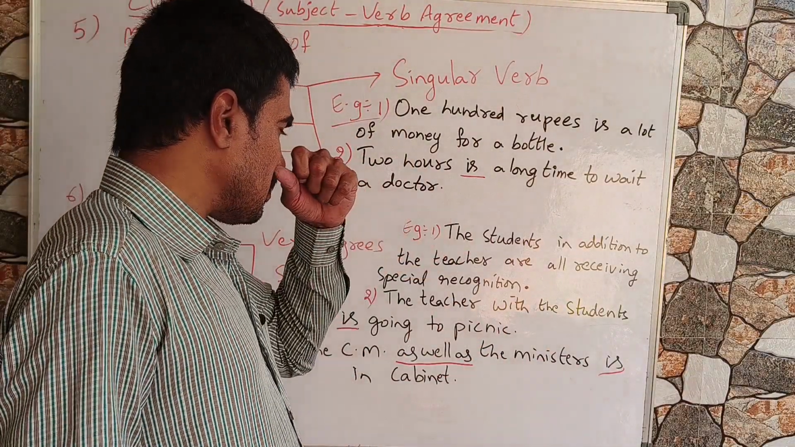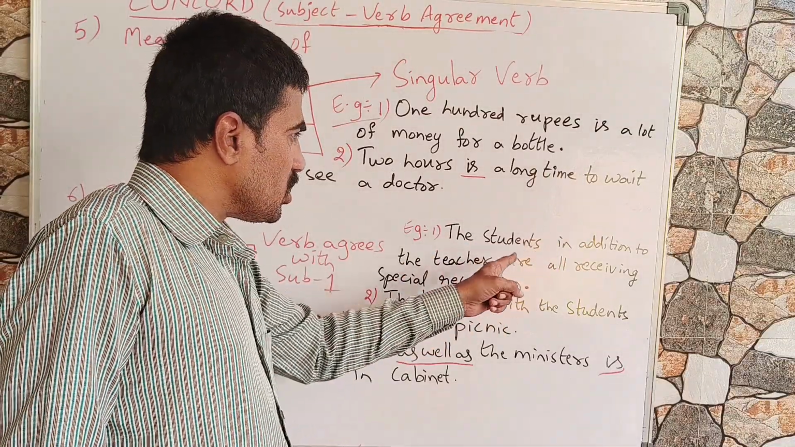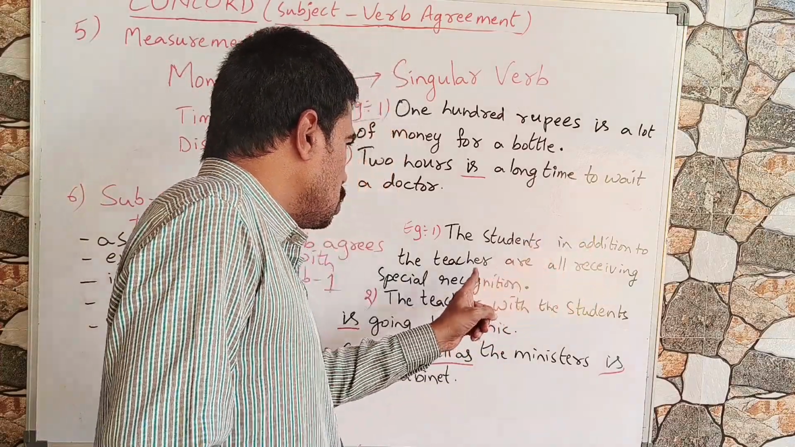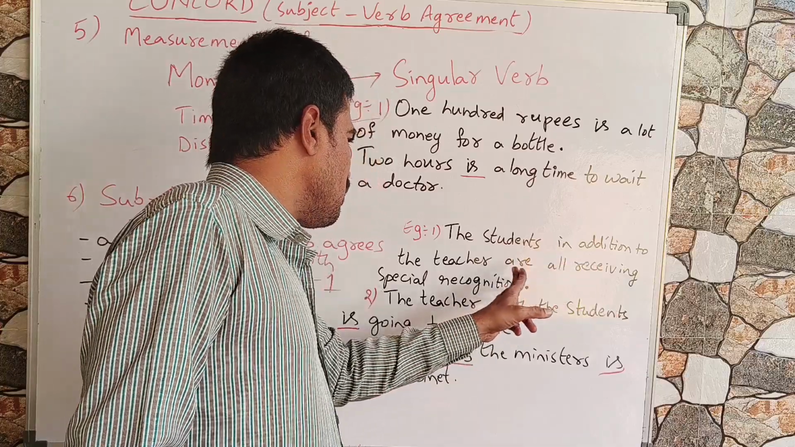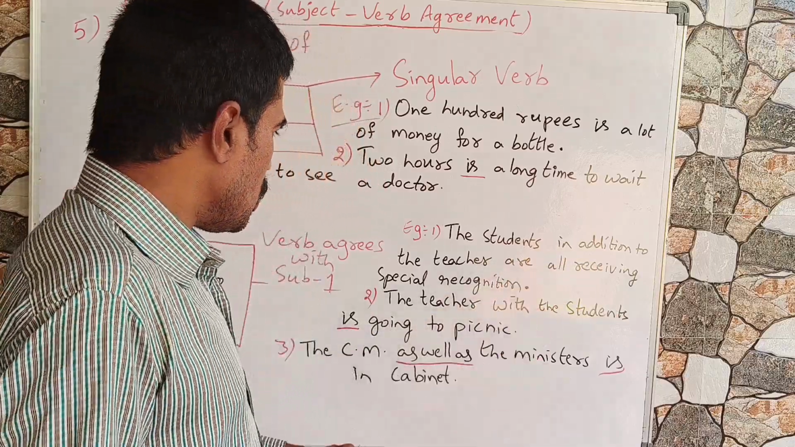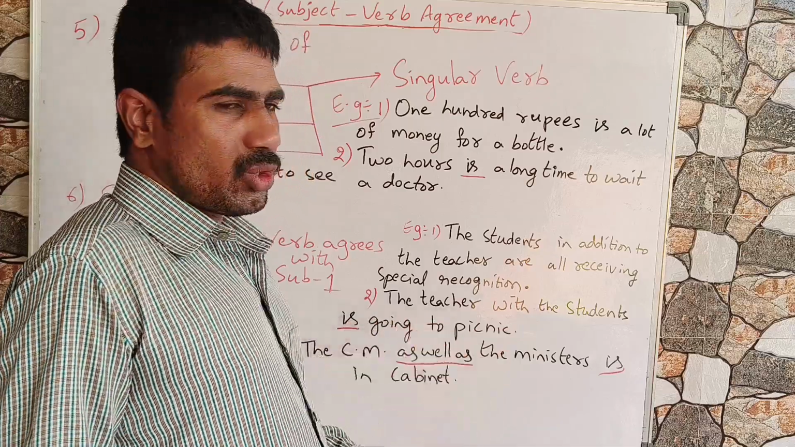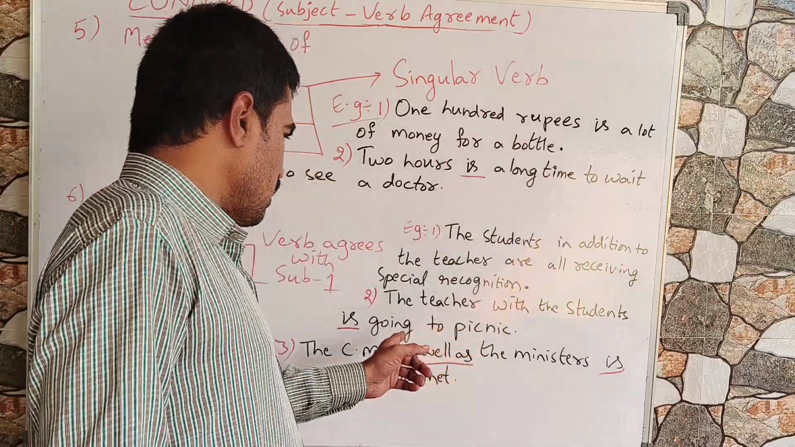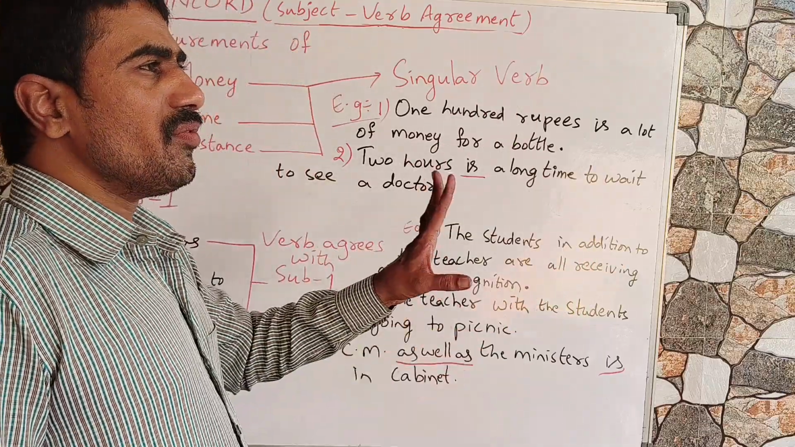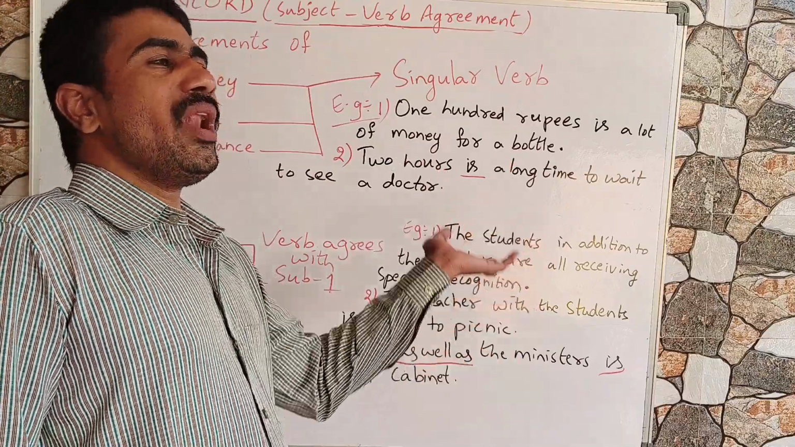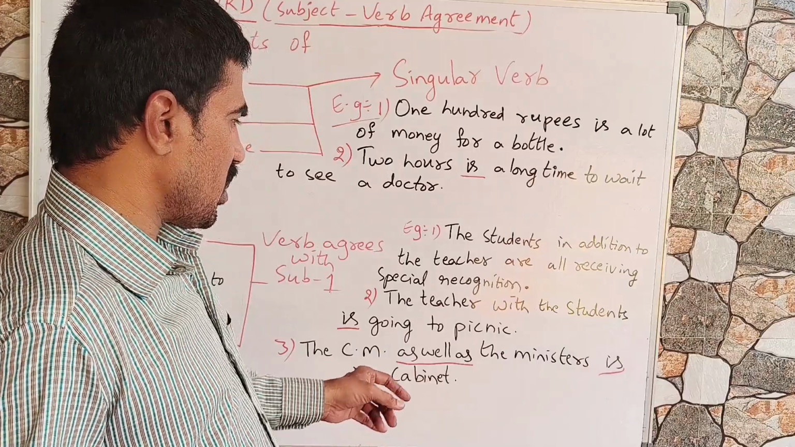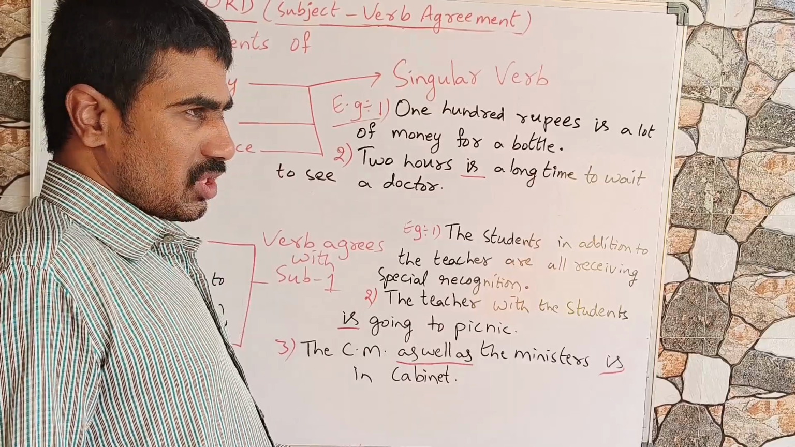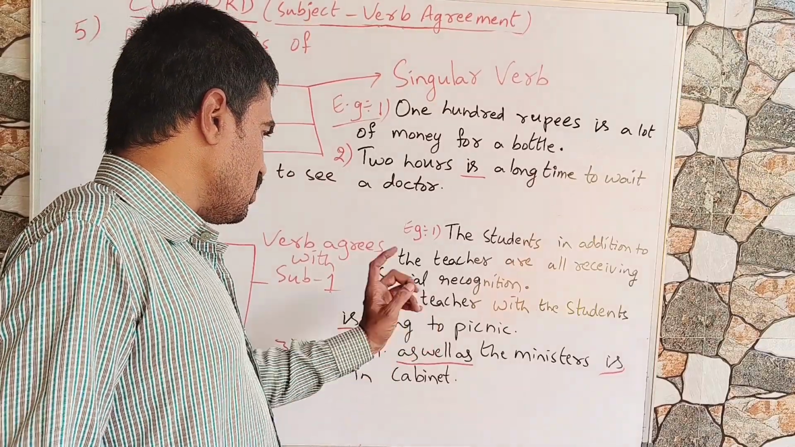If you look at these examples, the first example: the students in addition to the teacher are all receiving special recognition. Here it is are. The next one: the teacher with the students is going to the picnic. Here we are trying to specify the teacher along with the students. We are giving more emphasis to the teacher, and along with the teacher the students are there. Thus we are giving the specification to the first subject. So we use the singular verb along with the singular subject.